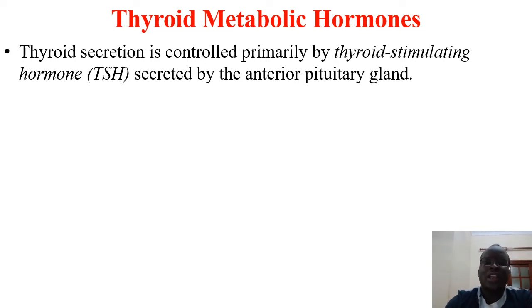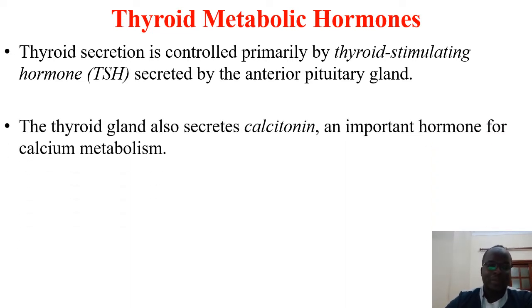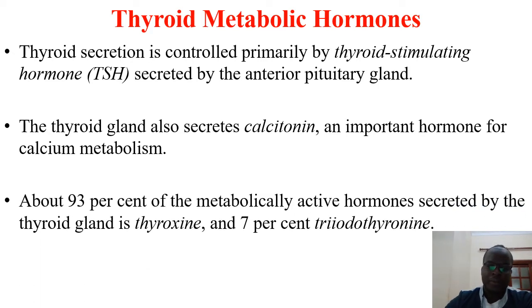So remember, we had the thyrotropes. The thyrotropes were producing thyroid stimulating hormone. So for them to release the thyroid stimulating hormone, they need the presence of thyrotropin releasing hormone. So the thyrotropin releasing hormone is produced by the hypothalamus. Then the thyrotropes now will be stimulated to release a lot of thyroid stimulating hormone. So that's the control of hormone release from the anterior pituitary gland. The thyroid gland also secretes calcitonin, which I mentioned, an important hormone for calcium metabolism. So we are going to discuss this when we start looking at calcium metabolism under the parathyroid hormone.